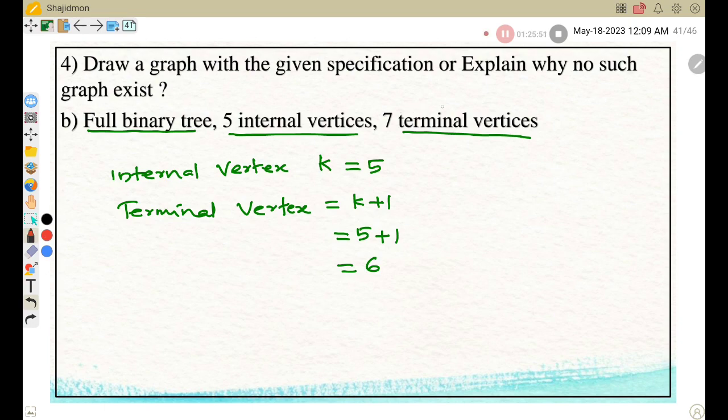But how many is given here? 7. Is 7 possible? No, this is wrong. Only 6 is possible. Correct? So K plus 1 should be 6, not 7.